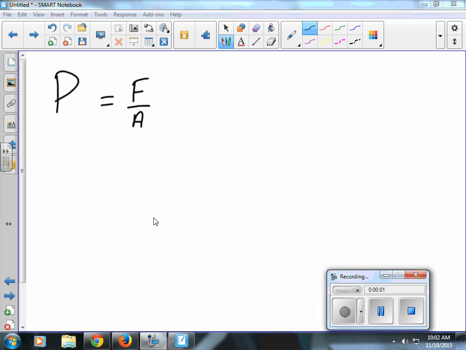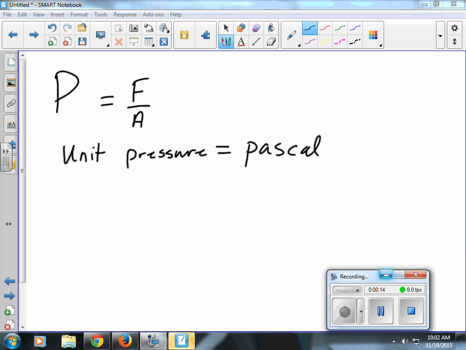Here we go. All right, so pressure is force divided by an area. What is the SI unit for pressure? Okay, capital P, little a. Okay.